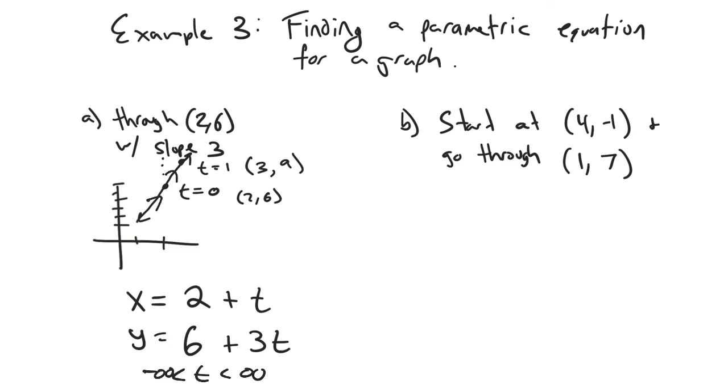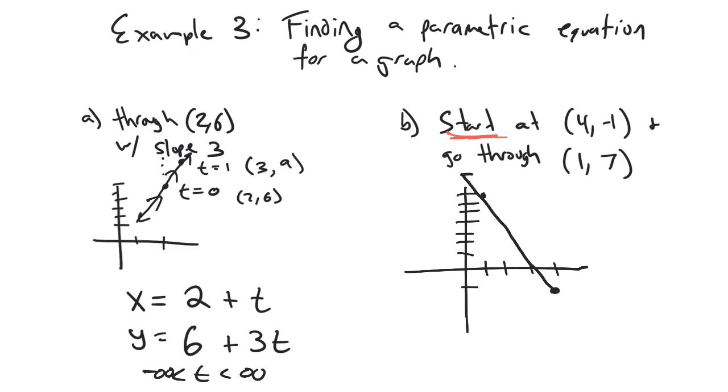The other one is here, starting at the point 4 comma negative 1 and going through 1, 7. Okay, this is important language here. It's starting at 4, negative 1, so it doesn't have anything before that. That's the very beginning of this line. So 4, negative 1 would be right there. And then it goes through the point 1 comma 7. So here's 1, 1, 2, 3, 4, 5, 6, 7. There's that point there. Okay, so really, if we're thinking of it starting at 4, negative 1 and going through that point, it's not really a line, it's a ray.